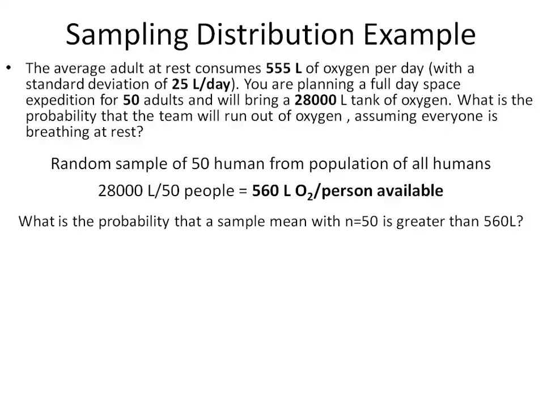So the question is, what is the probability that a sample mean with an N of 50 is greater than 560 liters? Because at greater than 560 liters per person, you will have used up all of the oxygen in the tank. So we're talking about a sampling distribution. We're looking at how the sample mean is distributed with an N of 50.